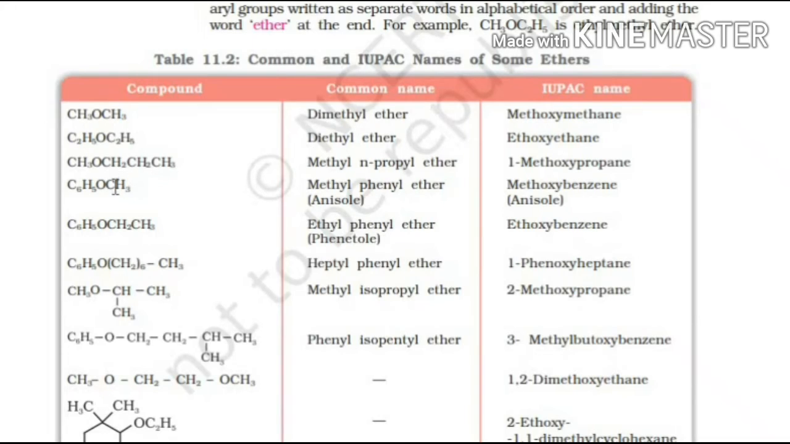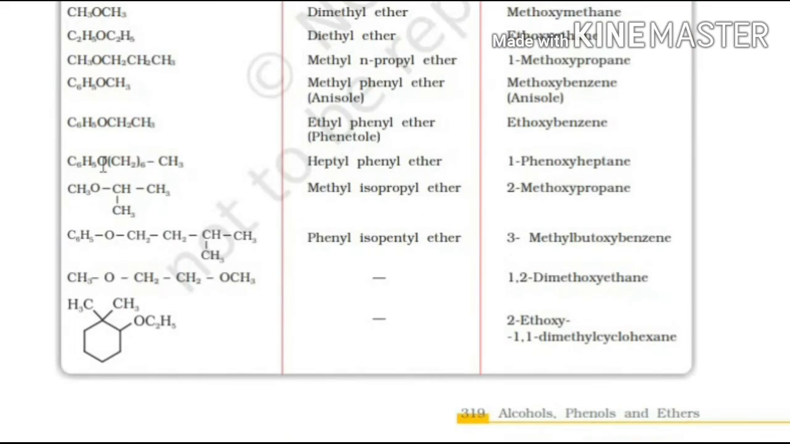Now next is methoxy. We'll later discuss the IUPAC name. First we will complete the common name, right? So here this is an ethyl group and this is a phenyl group, right? So ethyl comes first in alphabetical order, then phenyl, so we write ethyl phenyl ether, and this is also known as phenetole. Now this is the longest chain.